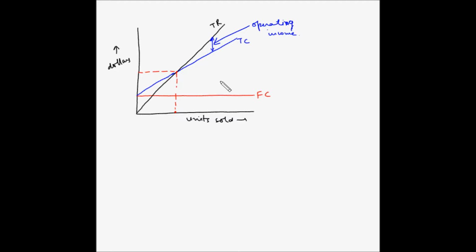So as you can see, this graph is not very helpful in answering the question: how many units should be sold to earn an operating income of X dollars? And why is that so? It is so because the operating income is the difference between these two lines, and it is not easy to determine the point at which the difference between the total revenue and the total cost is going to be X dollars. So what we can do is convert this graph into a profit volume graph, or a PV graph.